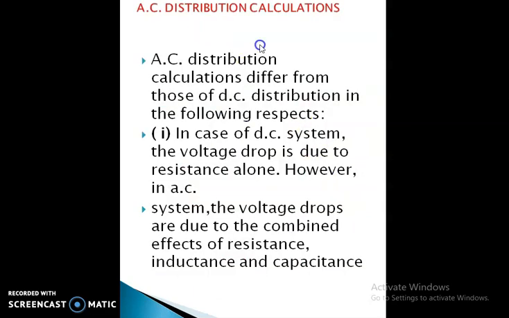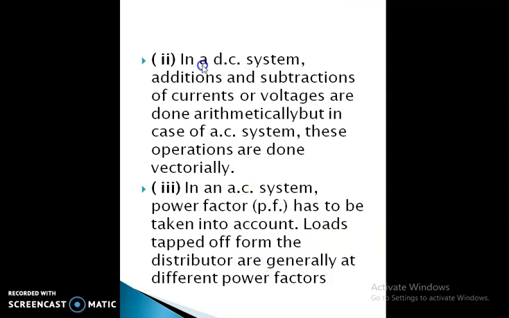AC distribution calculations. AC distribution calculations differ from those of DC distribution in the following respects. First, in case of DC systems, the voltage drop is due to resistance alone. However, in AC systems, the voltage drop is due to the combined effect of resistance, inductance and capacitance. Second, in DC systems, addition and subtraction of current and voltage are done arithmetically, but in case of AC systems, these operations are done vectorially.